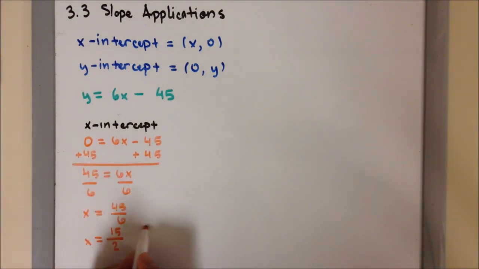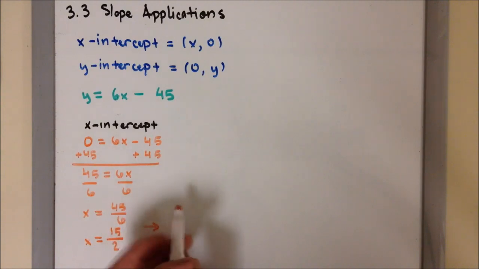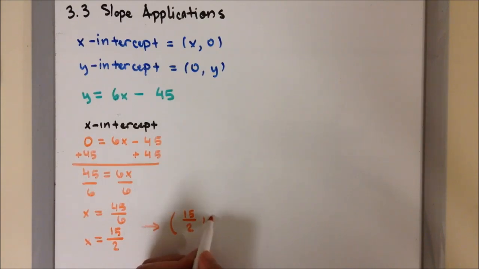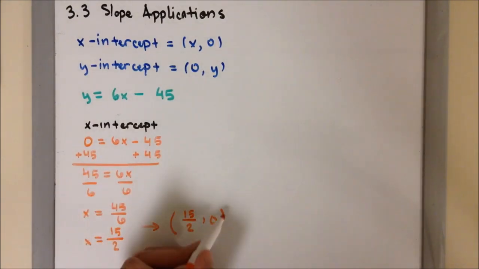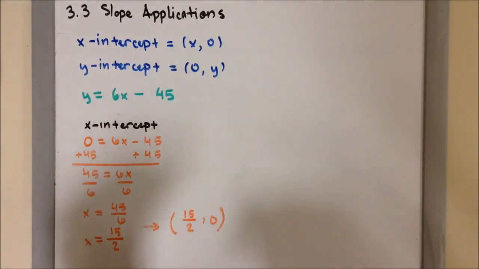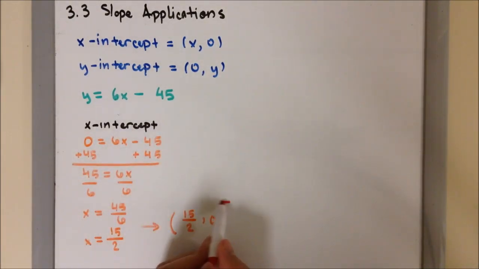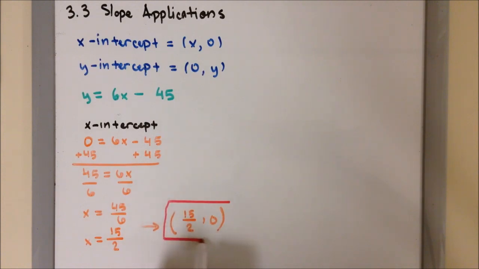So therefore, my x-intercept will be the coordinate of 15 over 2, comma 0, and that will be my final answer.